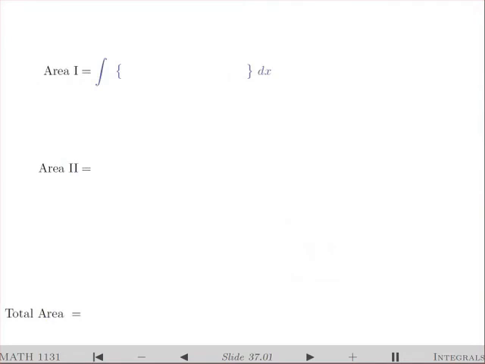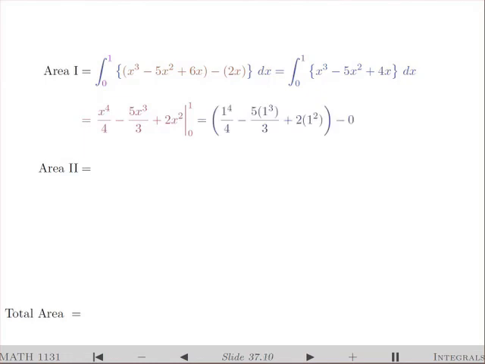So for the first one, x starts at 0, goes up to 1. Remember that the curve x cubed minus 5x squared plus 6x was above the straight line 2x. So we subtract in that order and then calculate the integral. If I do the subtraction, I get x cubed minus 5x squared plus 4x. And the antiderivative is x to the power 4 over 4 minus 5x cubed over 3 plus 4x squared over 2, which is 2x squared. I take the net change from 0 to 1. So substitute 1, substitute 0, and subtract. Because if x is 0, the antiderivative is 0. And if you simplify this, you get 7 over 12.